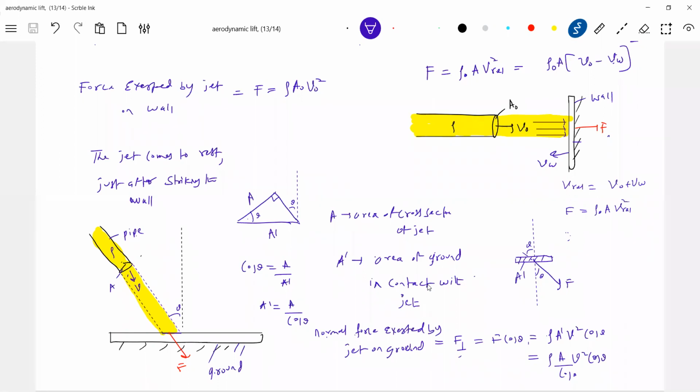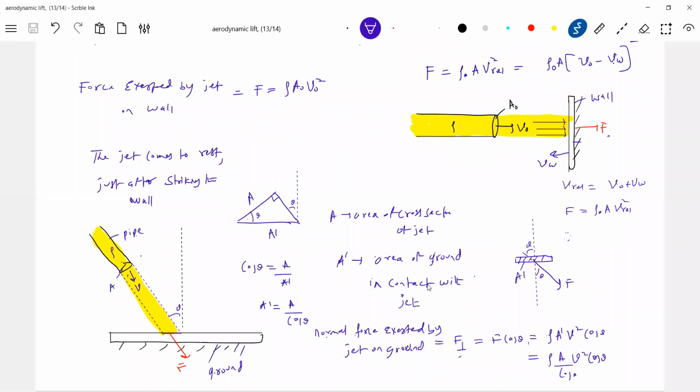The force will act in this direction, so I'm resolving that force. So how much will it become? Rho A V square only, that is. The force exerted by the jet on the surface will be, or you want to say, F cos theta is the horizontal force.